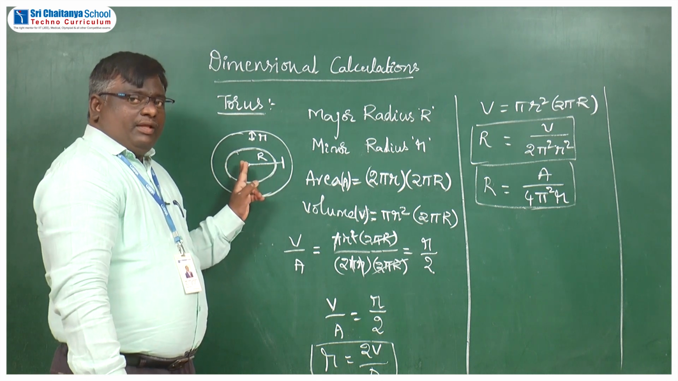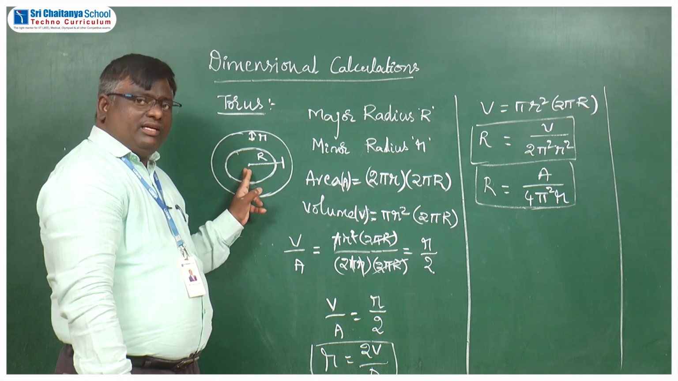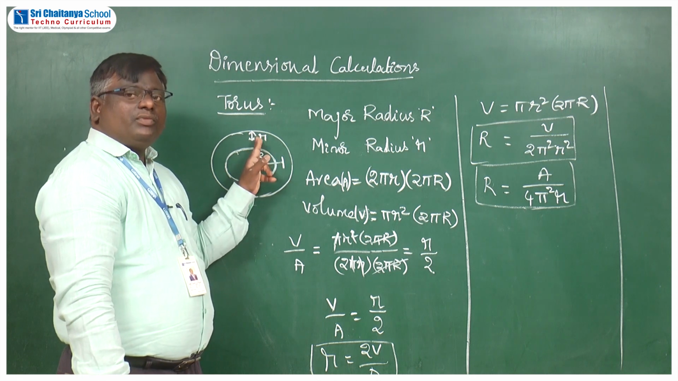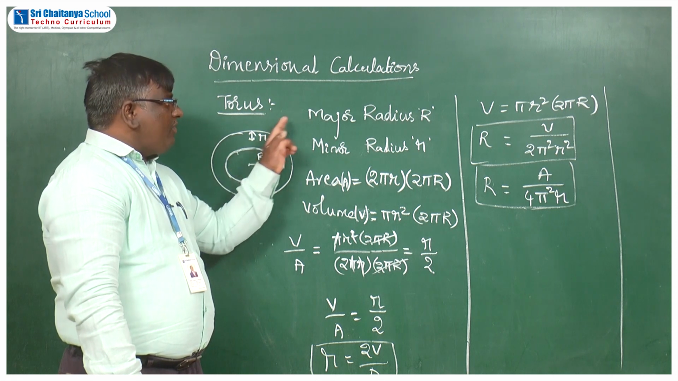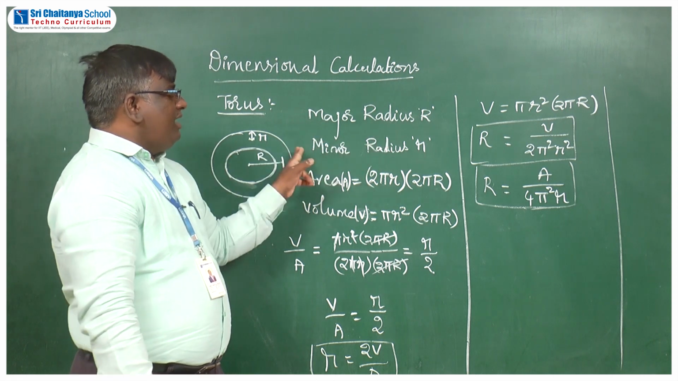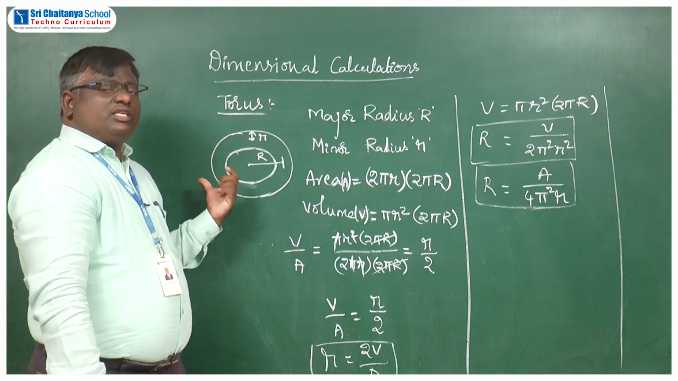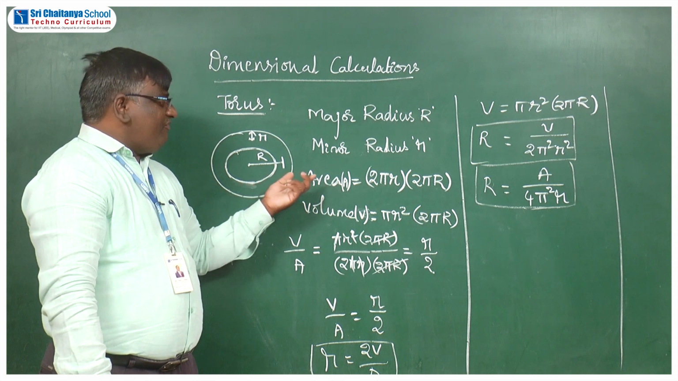One is the distance from the center, that is the axis of the torus, to the middle of the torus, and the other is the internal radius. So, internal radius, external radius we can say, or major radius capital R, minor radius small r. Based on these two parameters, the torus is defined, and this shape has a formula for area.